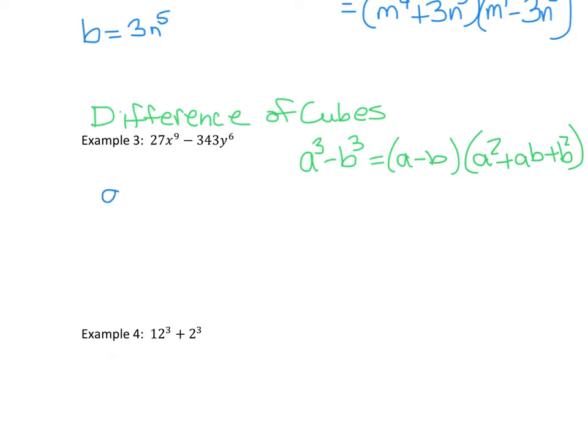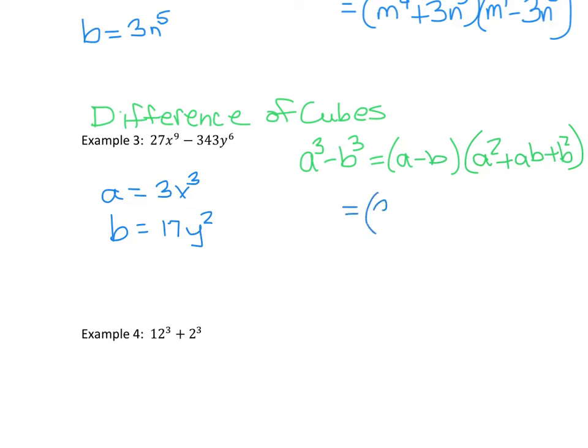All right, now what are our values of a, our expressions for a and our expressions for b. 27 is a perfect cube. That's 3 times 3 times 3. So a is 3. And x to the 9th, what times itself 3 times is going to give you x to the 9th? The answer is x cubed. So x cubed times x cubed times x cubed is x to the 9th. The coefficient 343, that is 7 cubed, 7 times 7 times 7. And y to the 6th power, y squared times y squared times y squared is going to give you y to the 6th. All right, now we're going to substitute.